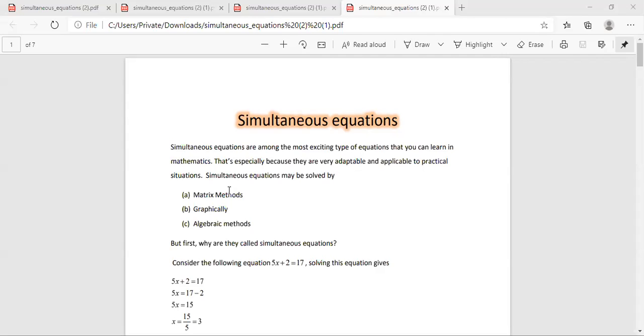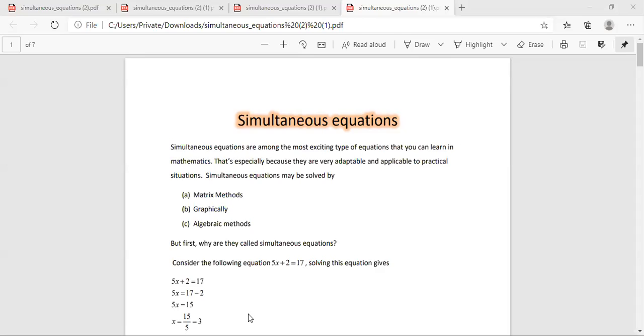So the thing is, simultaneous equations can be solved using the matrix method, using a graph, and algebraically. When we learn matrices, we're able to solve them with the matrix method. This is something that we want to know. But providing that we went through algebra, we're going to solve with the algebraic methods, right?